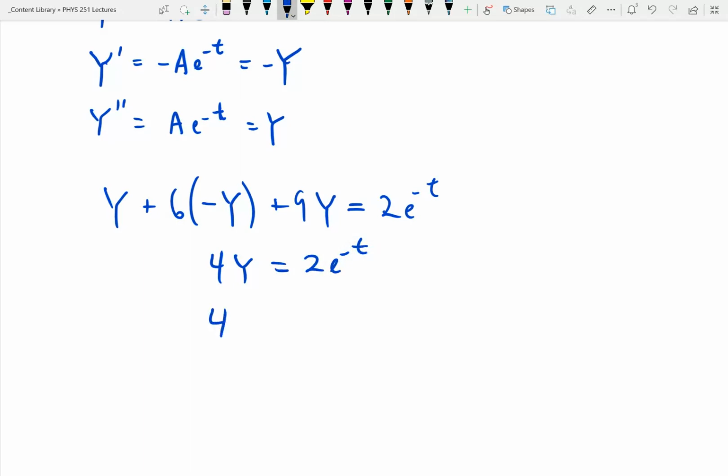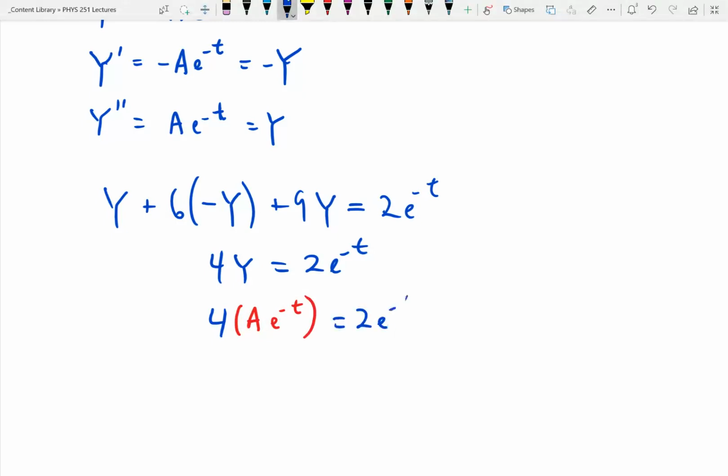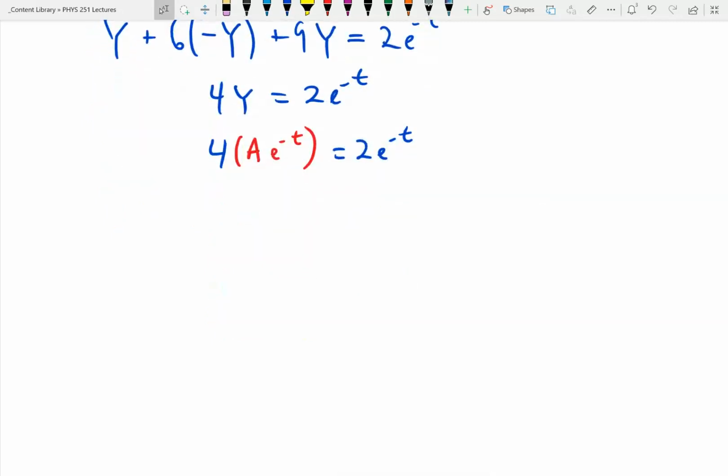So that's 4 times my a e to the minus t equals 2e to the minus t. Well, at this point, by inspection, my math teachers used that a lot when I was in college, I know that a is going to have to be 1/2, so 1/2 of 4 is equal to 2. So the left side equals the right side. I mean, this is what we would do in any other class I would teach besides math.